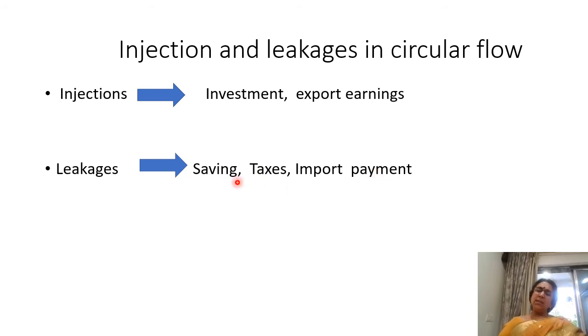Why is saving considered as a leakage? When the people are saving the money, they are not consuming. For example, I am getting 5,000 rupees income. In that, if I am consuming 4,000 rupees, that is good for the economy. But if I am saving 4,000 rupees, that much money I will not be spending. So saving is considered as a leakage in a circular flow. This will reduce the speed of circular flow.